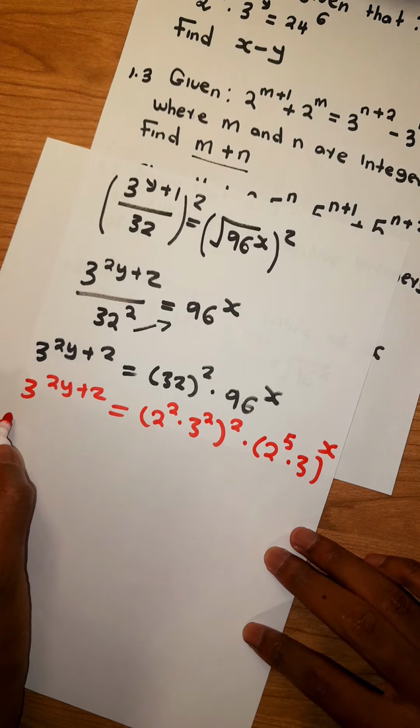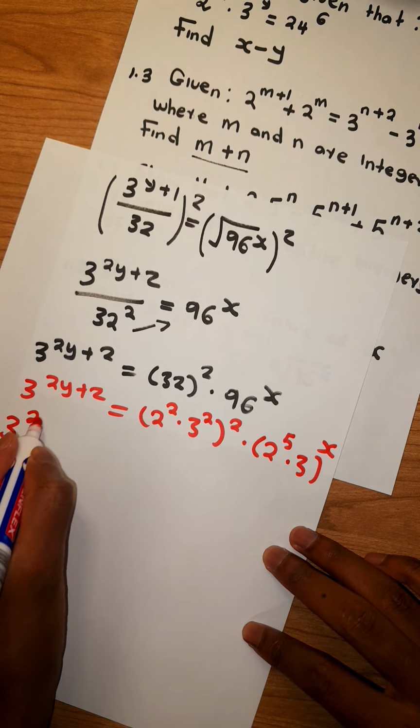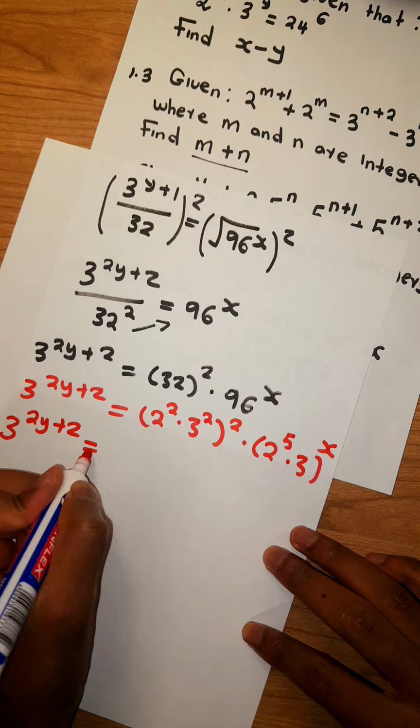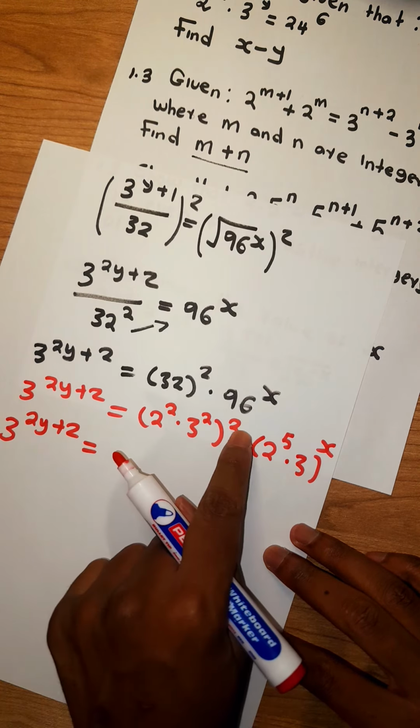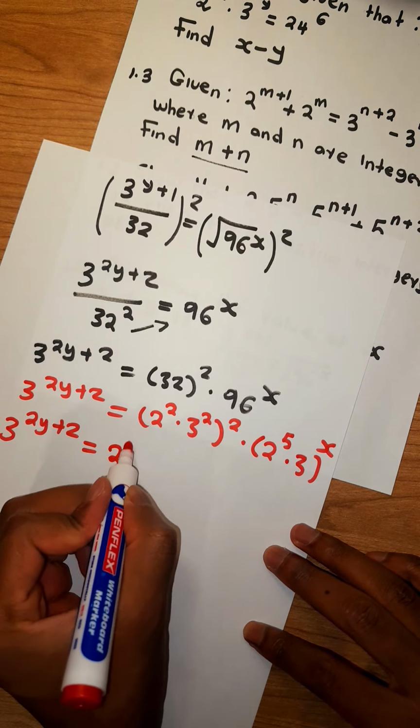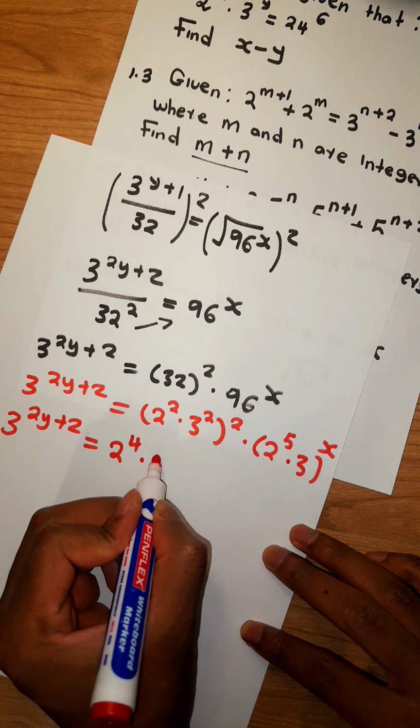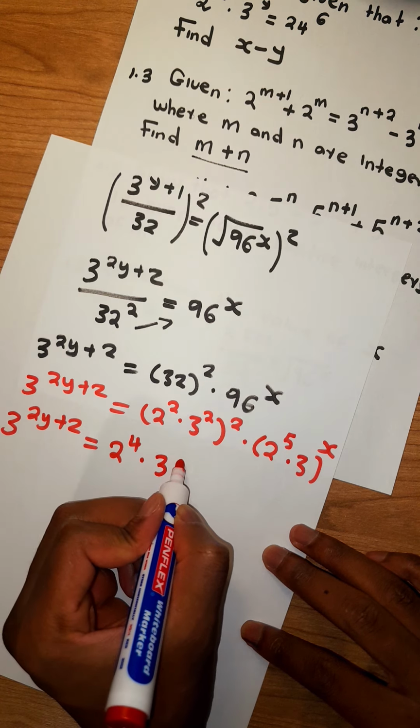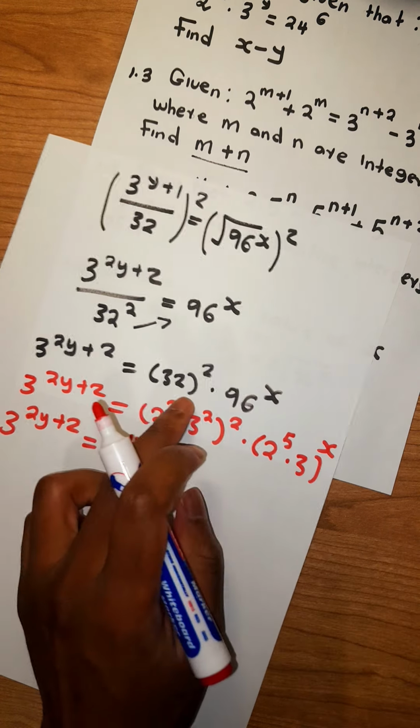Right, now let's actually look at this. So we're having 3 to the power 2y plus 2 equals 2 times 2, which is going to be 2 to the power 4 times 3 to the power 4. Let me just confirm 32.